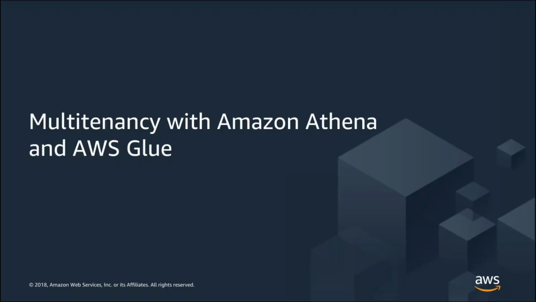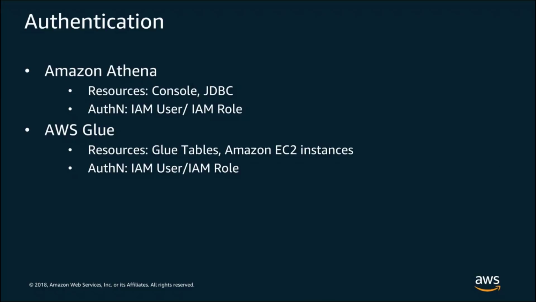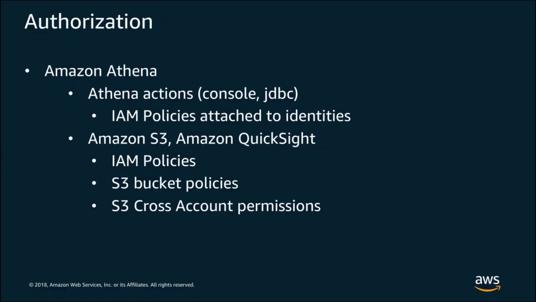When it comes to implementing multi-tenancy with serverless services like Amazon Athena and AWS Glue, it is important to consider what the resources exactly are with these services. So for example, for Amazon Athena, the Athena console and the JDBC connector could be considered the resources, and authentication to these resources can be implemented using IAM users, groups, or IAM roles. Similarly, for Glue, the resources are the Glue tables and the Amazon EC2 instances where Glue runs, and the authentication mechanism for that is through the IAM users and IAM roles as well.